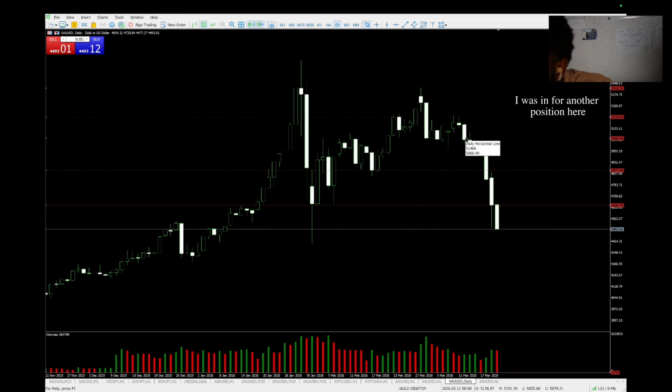I was in another position here. I was in a buy. I thought price would go up from this level, take out this high, take out this high.